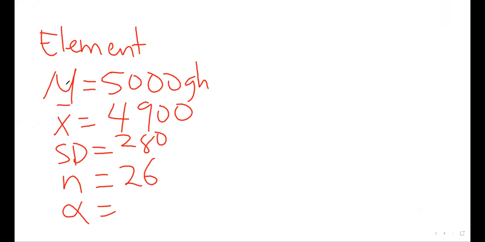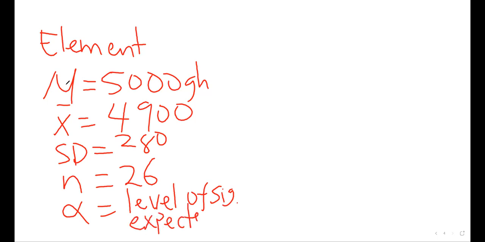26 companies. Now, there is a last one which is known as alpha. Alpha is always the level of significance. Note that down because this point is very important. Alpha is called the level of significance. It is actually the expected error that is made in any research. The expected error that you can make in any research.